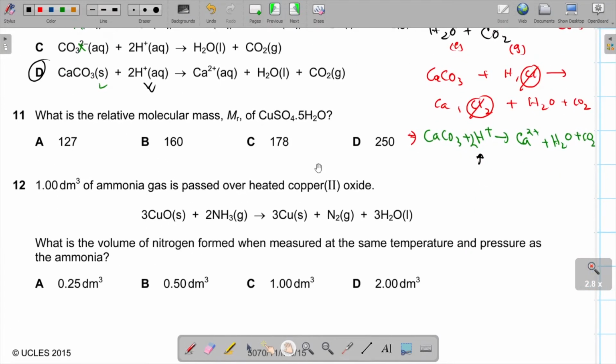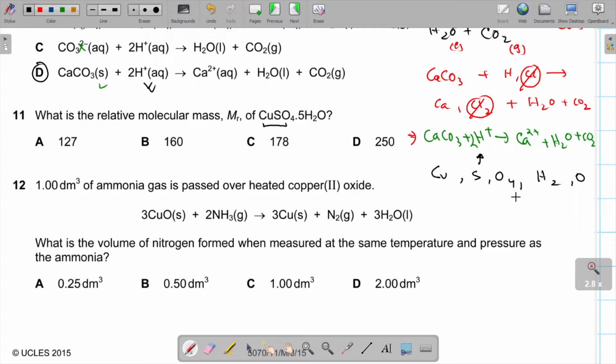So question number 11. What is the relative molecular mass of this compound right here? So let's go ahead and try to find it. This is actually hydrated copper sulfate. So let's go and try to find the relative molecular mass. So we've got copper, we've got sulfur. So let's go and try to write the elements down, okay? Oh, sorry, I moved the answer. So we've got copper, we've got sulfate, O4, H2, and O. So now let's try to find this one first.